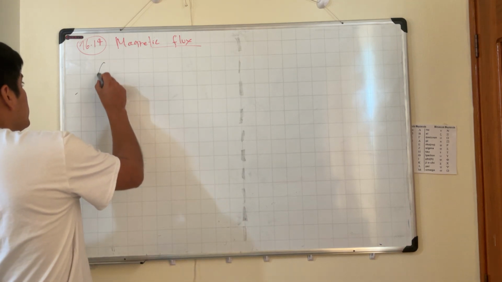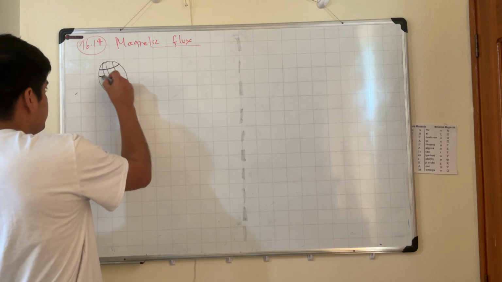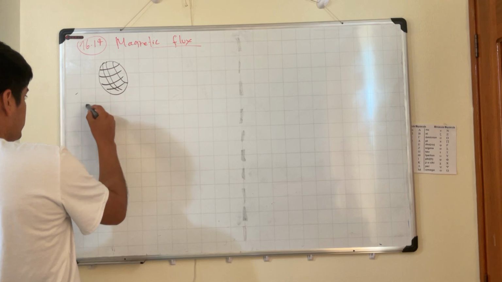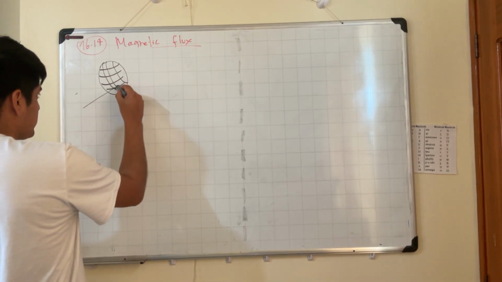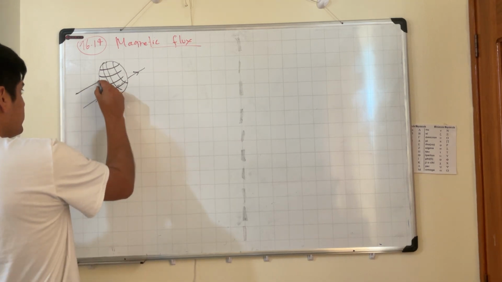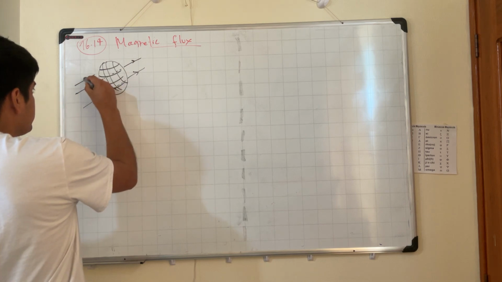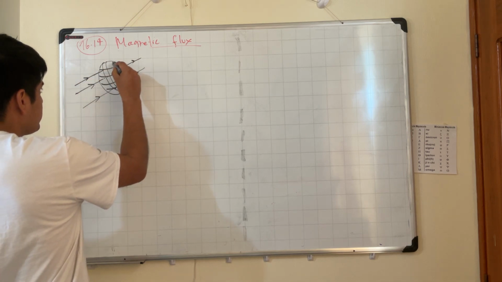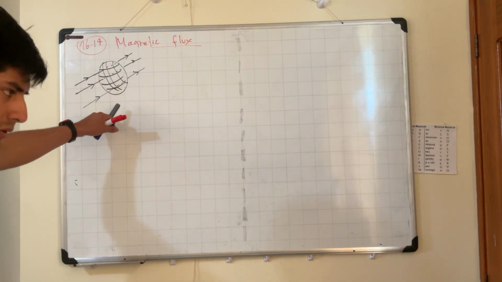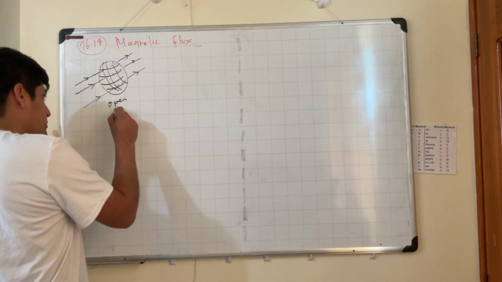Suppose a surface here, an open surface. Suppose the magnetic flux is in this direction. In an opened surface.